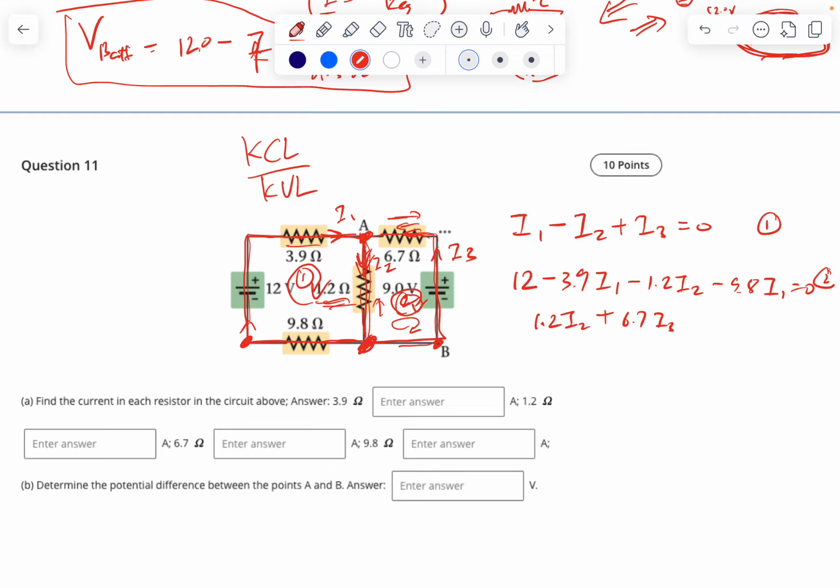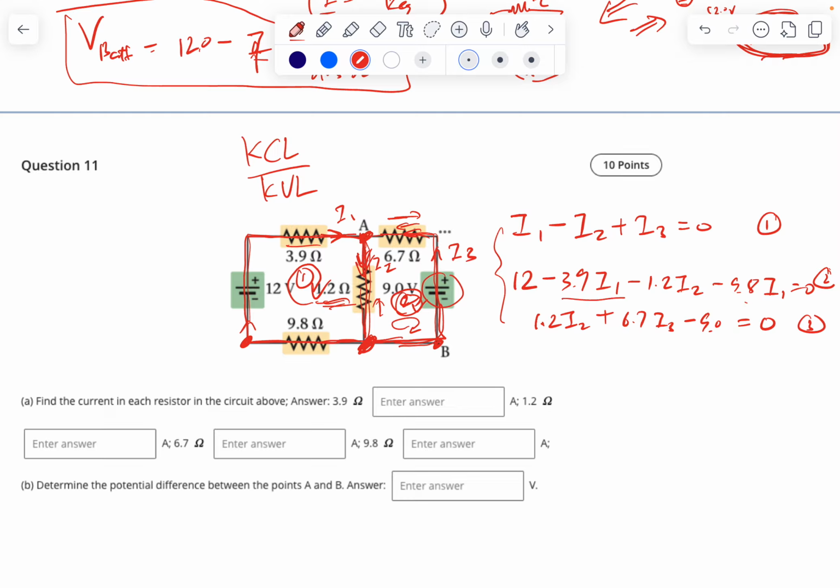6.7 I3. Now I meet this guy. I move from high to low, so it's a negative 9.0 volt, right? So this equals 0. Then I get to the same point. This equals 0, number 3, all right? So I have 3 functions, and I have 3 unknowns. I'm able to solve it.